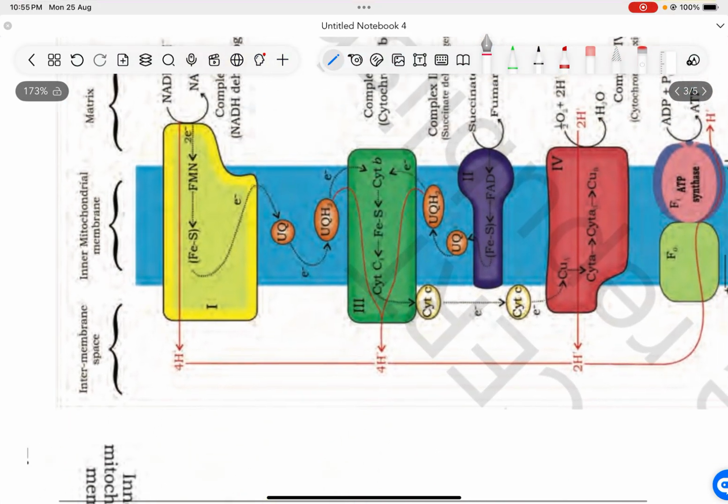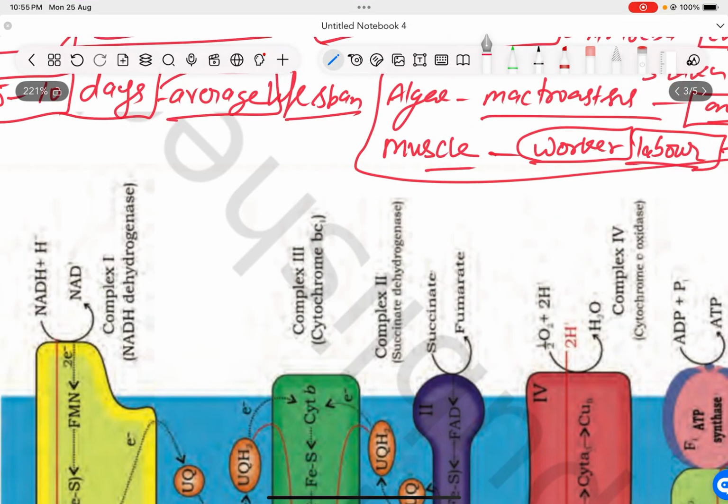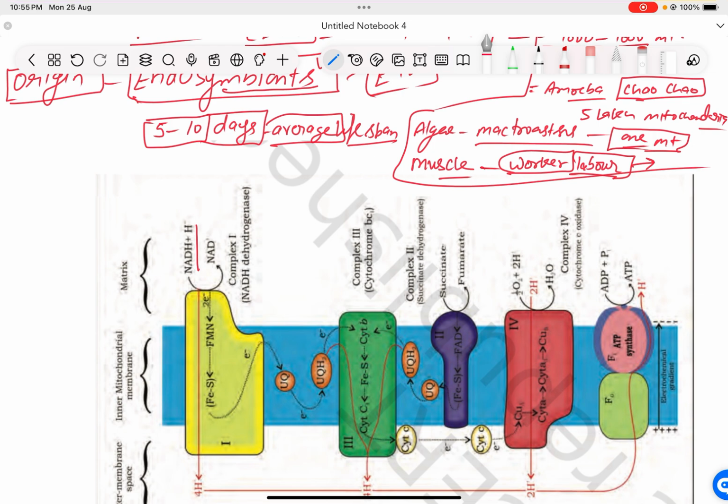However, I will give some explanation here also. As you are seeing there, this is the NADH molecule which is produced during the Krebs cycle. In the presence of the NADH dehydrogenase enzyme, it releases its electrons, which are accepted by flavin mononucleotide, and this flavin mononucleotide transfers the electrons to FeS, and this is finally accepted by ubiquinone. Ubiquinone is converted into ubiquinol.